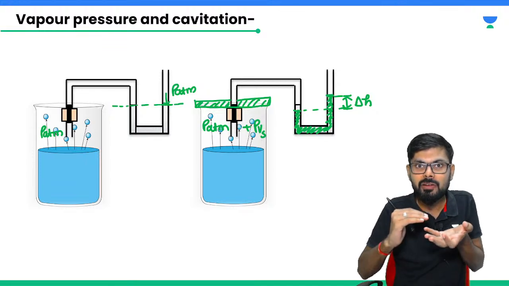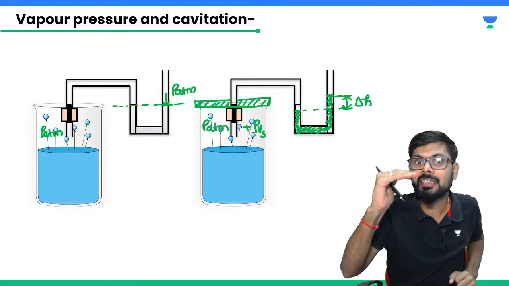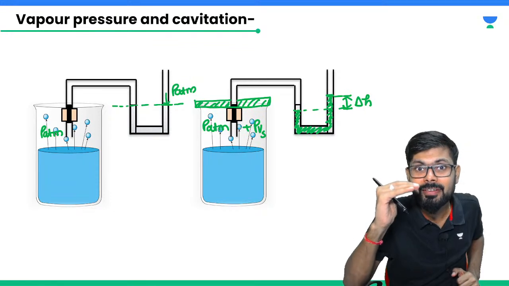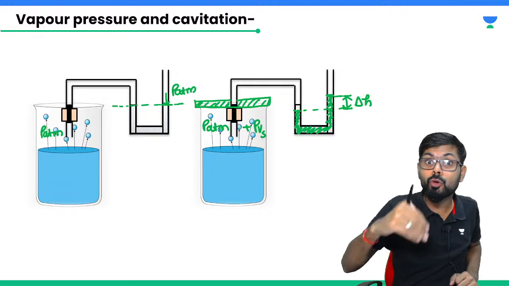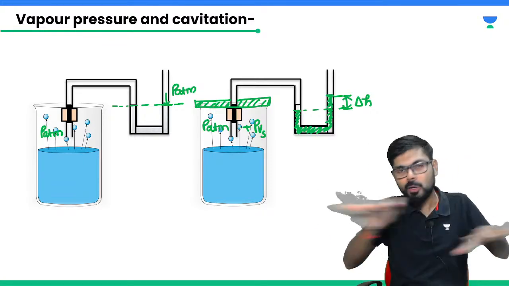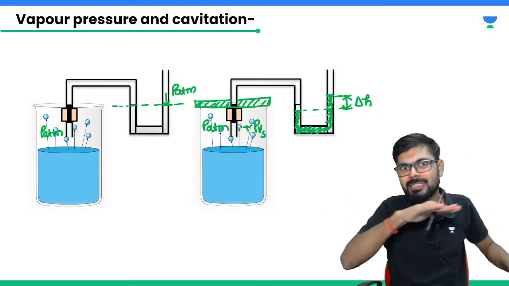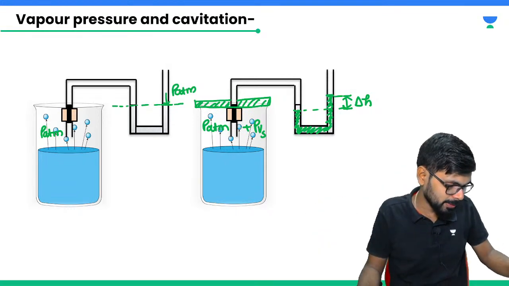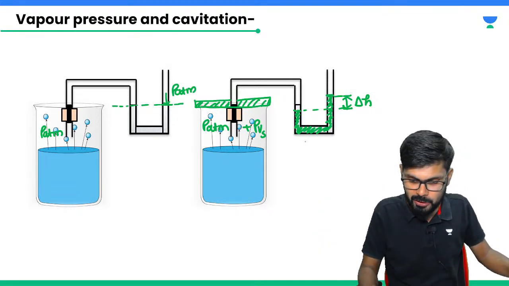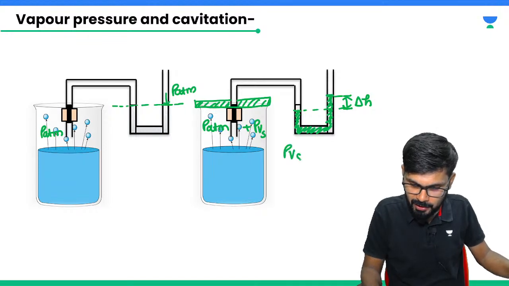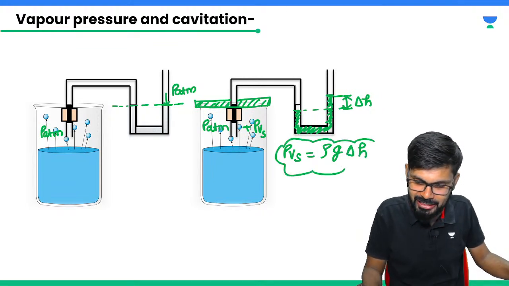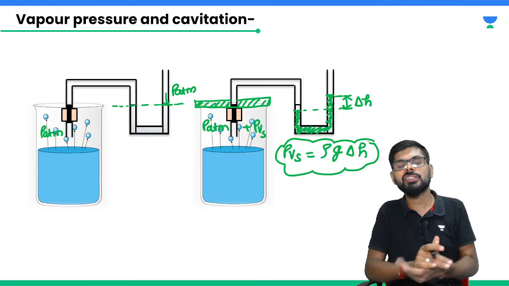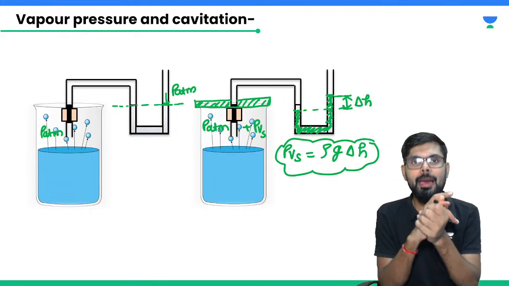Here partial pressure will increase until what condition? Until the air present inside is going to be saturated. When it saturates, the process will stop. When it reaches the saturation, then the process will stop. Clear, beta? So what is PVS here? PVS will come as rho g delta H. This is the additional pressure. This is only called vapor pressure.